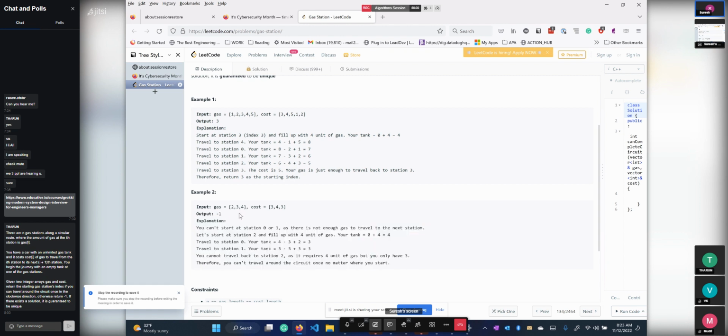Is it clear, or should I draw the circle? It's clear, sir. Okay, cool. So the input is like that. There could be a solution, or there could be no solution.